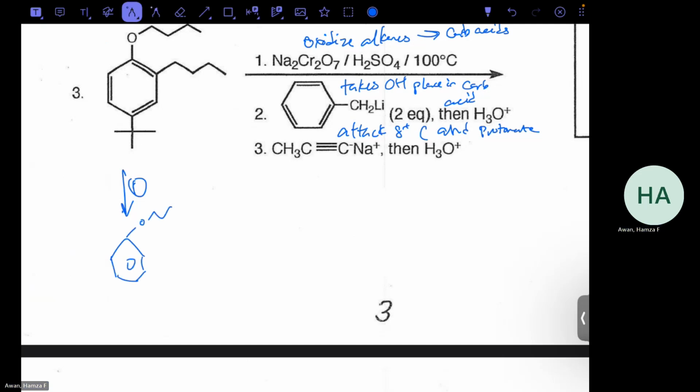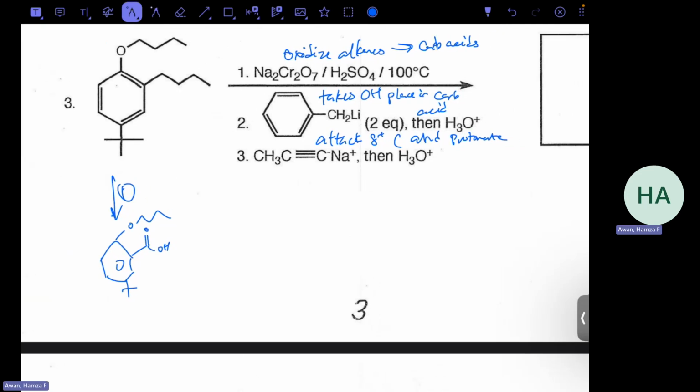So then we have our carboxylic acid, then we have our t-butyl group. And so now, next step. Even though it says two equivalents, it's only ever going to attach one group onto it. So this CH2Li attached to the benzene ring is going to be what's attached in place of this OH. So what we're going to have is our benzene group, then our double bond O, and then this is going to be our CH2. This is going to be attached to the big benzene ring. And then we have our t-butyl.